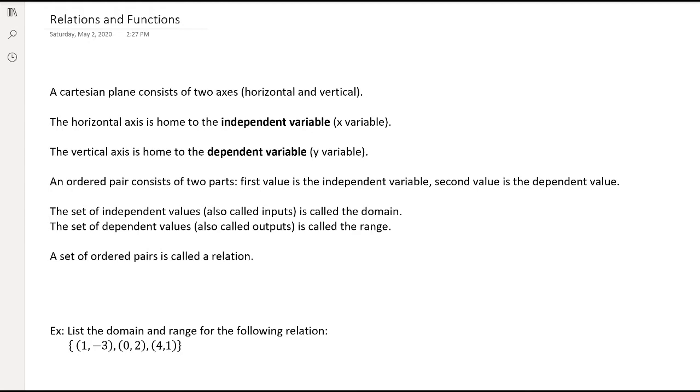A few more definitions. The set of independent values, the set of all x values, or inputs as we sometimes refer to them, is called the domain. So the set of all x values is your domain, whereas the set of all dependent values, which are your y values, is referred to as your range. And lastly, we say a set of ordered pairs, we call that collective set a relation.